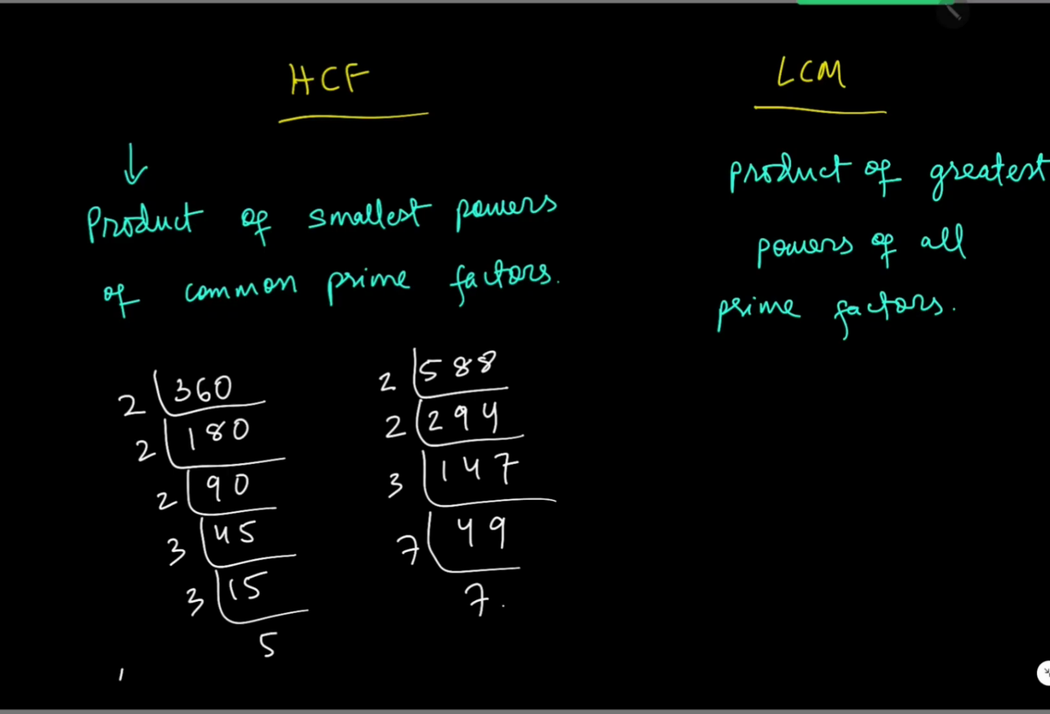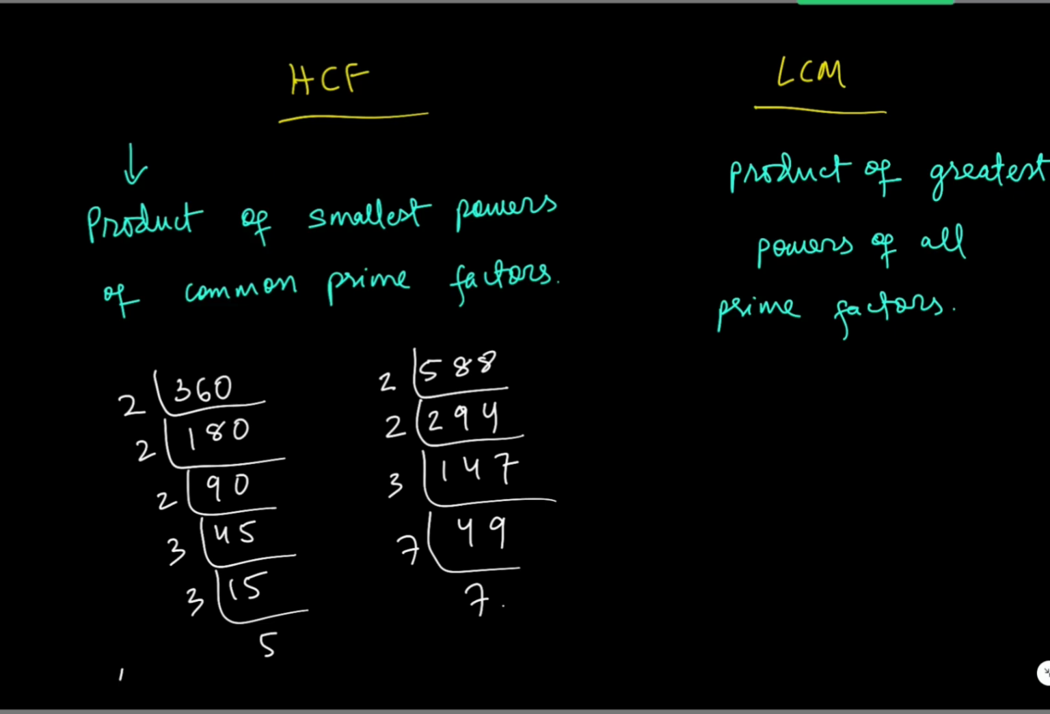And now let us discuss what is HCF and what is LCM of any two numbers or of any more than two numbers. So our definition of HCF in exercise 1.2 will be this: the product of smallest powers of common prime factors, and the definition of LCM will be the product of greatest powers of all prime factors. This will be the definition of our HCF and LCM in exercise 1.2.